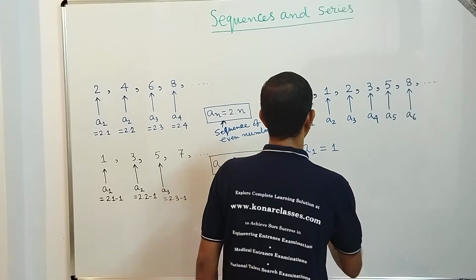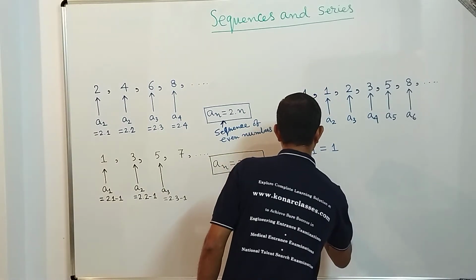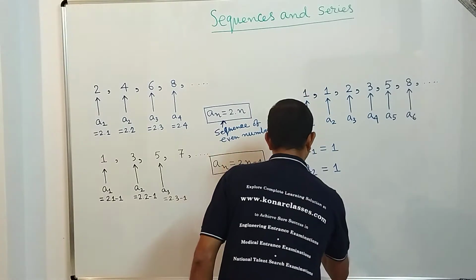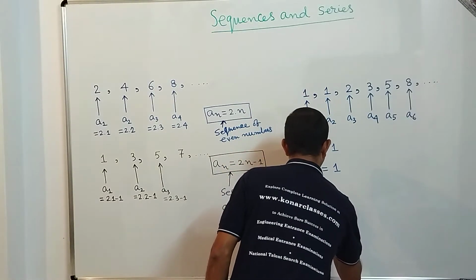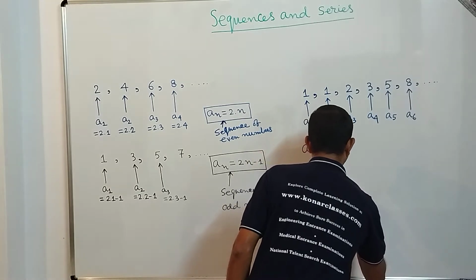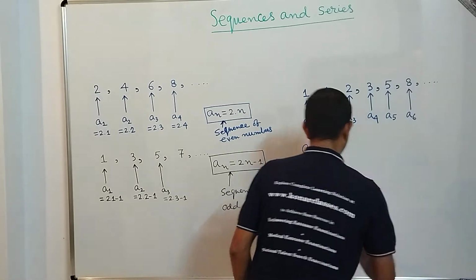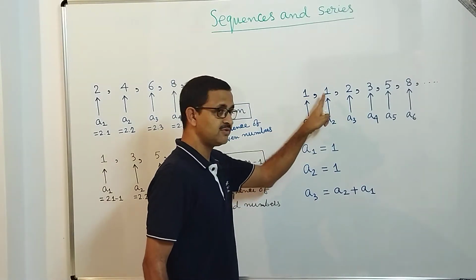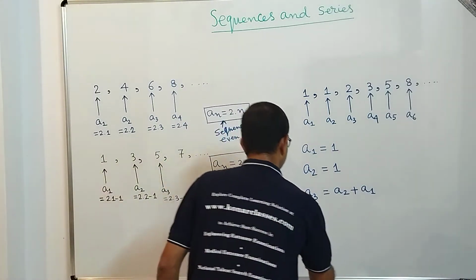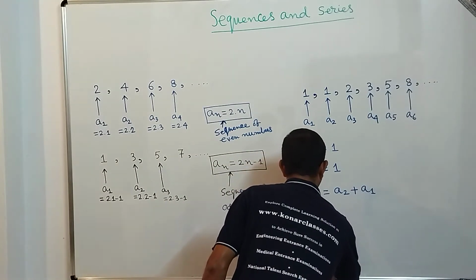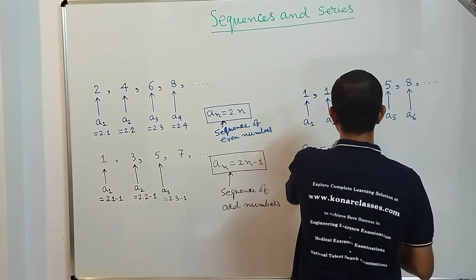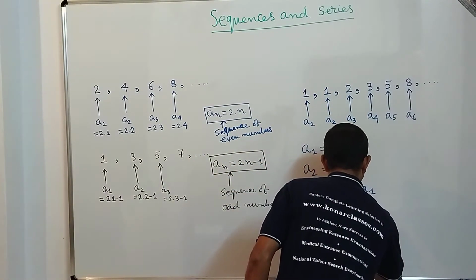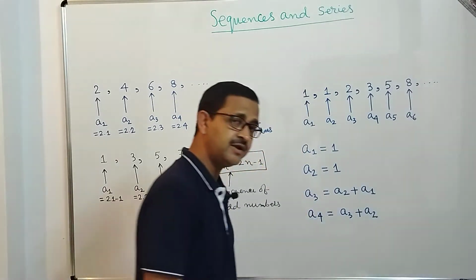Okay, and what we are defining, A2 is also equal to 1, and what we are getting, A3 is equal to A2 plus A1. You see that A3, which is 2, is nothing but the sum of the previous two terms. Then we get A4. What is A4? A4 is equal to A3 plus A2.